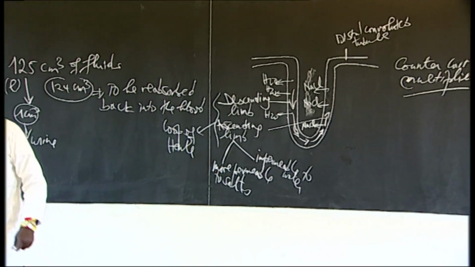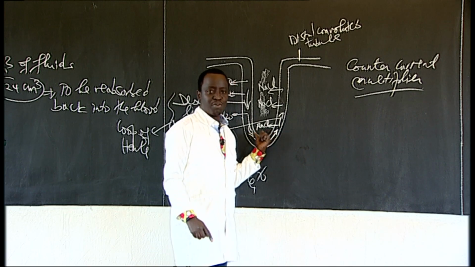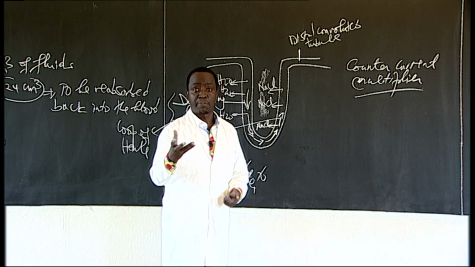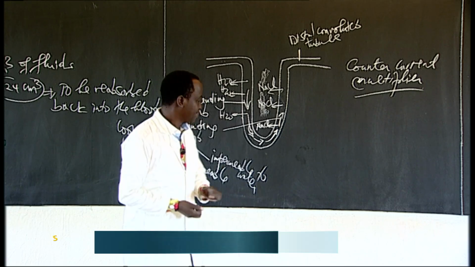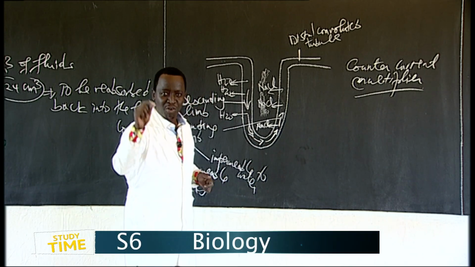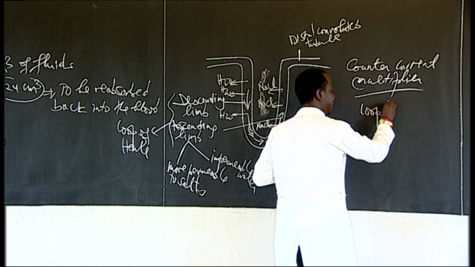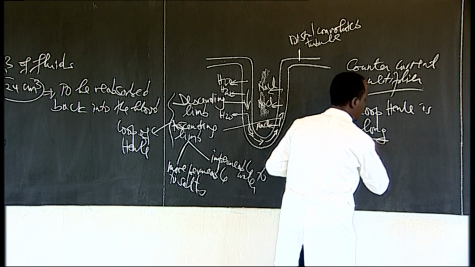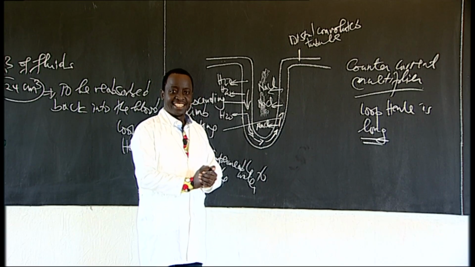Okay? Nice. Yeah, the loop of Henry, we have already talked about this. Now, what you also have to know about this loop of Henry. For the animals that live in the desert, in the hot condition, you know what happens? This loop of Henry is long. It is very long. The loop of Henry is long in length. Why? When this loop of Henry is long, it can help.